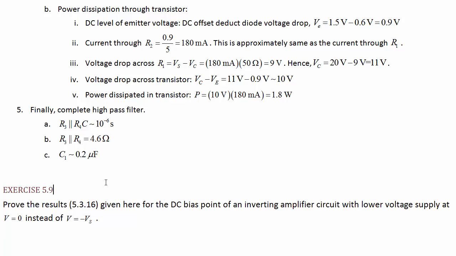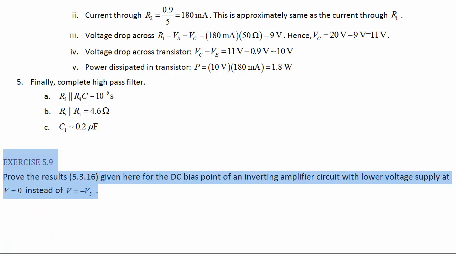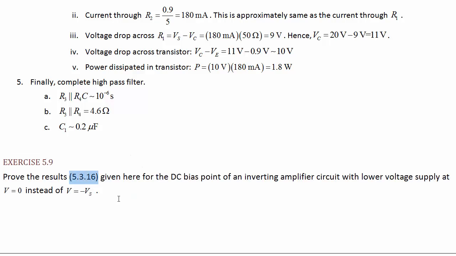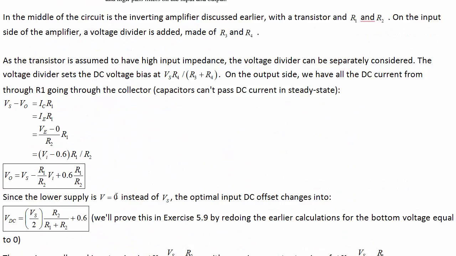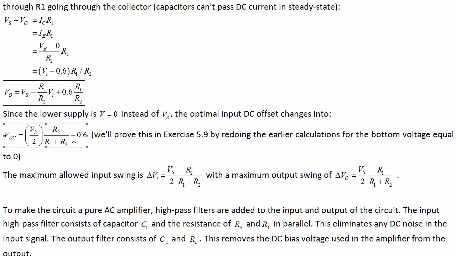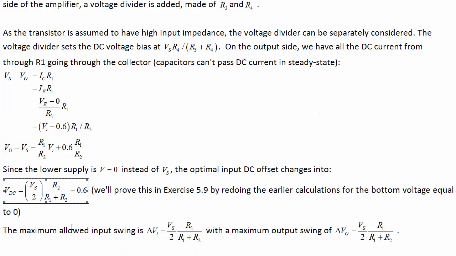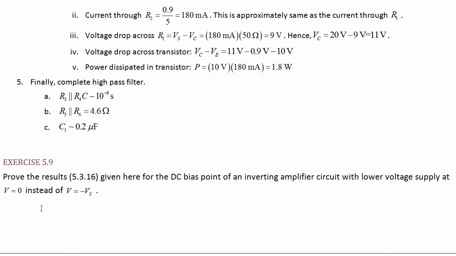Okay, some exercises now to just close off everything we've been talking about. Exercise 5.9 asks us to prove result 5.3.16, which was the new set of DC bias point for the situation where we've got 0 volts on the bottom rather than negative Vs. So first exercise is to prove that. Give that a shot.